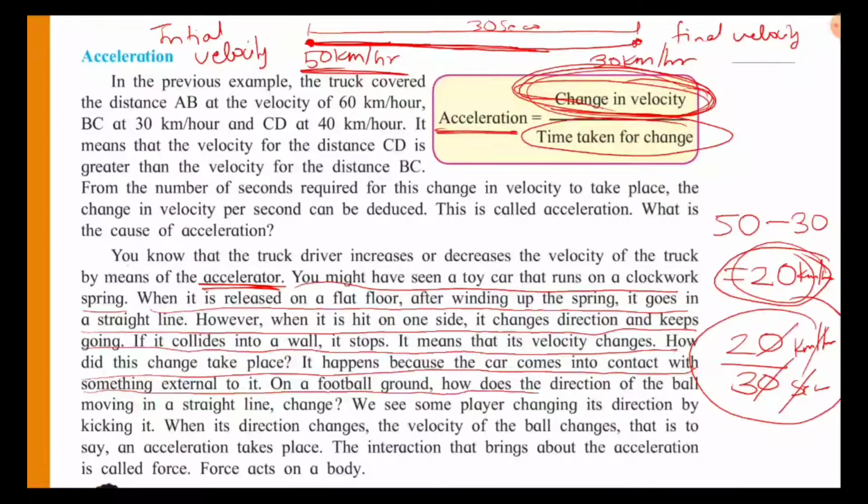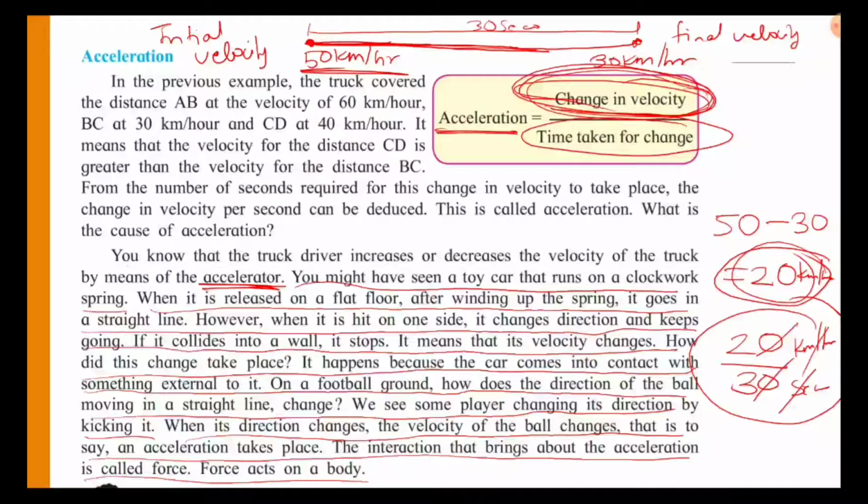On a football ground, how does the direction of a ball moving in a straight line change? We have some players changing its direction by kicking it. When its direction changes, the velocity of the ball changes. That is to say, an acceleration takes place. The interaction that brings about the acceleration is called force. Force acts on a body.